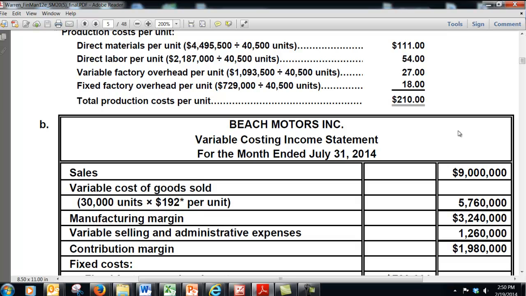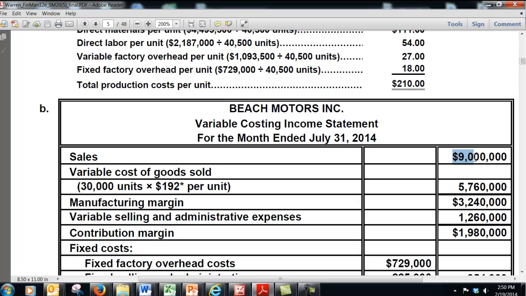Okay, so with the variable costing method, we need to figure out what we're going to use per unit. There's nothing different between these: the direct materials per unit, the direct labor per unit, or the variable factory overhead. The only one that creates a difference is this last one right here, this $18. We are not even going to include this as a product cost under the variable costing method. So if we add these three together, 111, 54, and 27, we get 192.